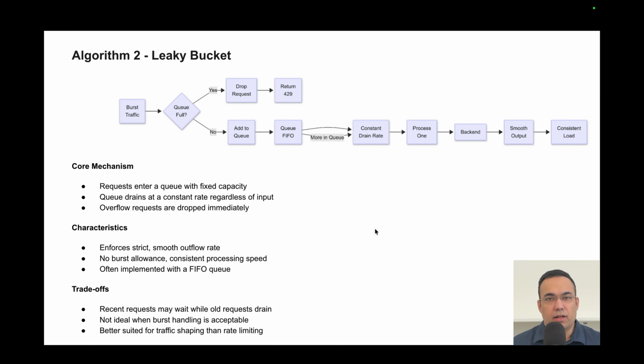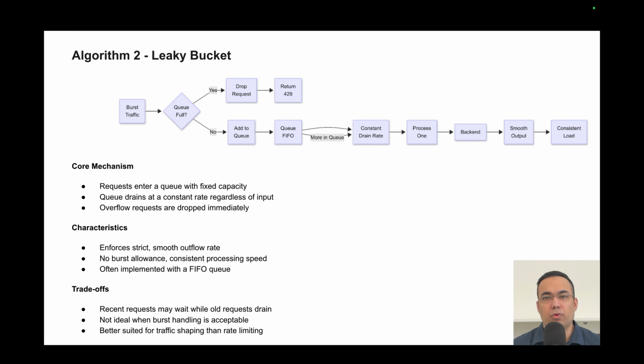Let's talk about the second algorithm, the leaky bucket algorithm. The leaky bucket is often confused with the token bucket, but it has fundamentally different behavior. The core mechanism works like this. Requests enter a queue with a fixed capacity. The queue drains at a consistent rate regardless of the input. If the queue is full, overflow requests are dropped immediately.